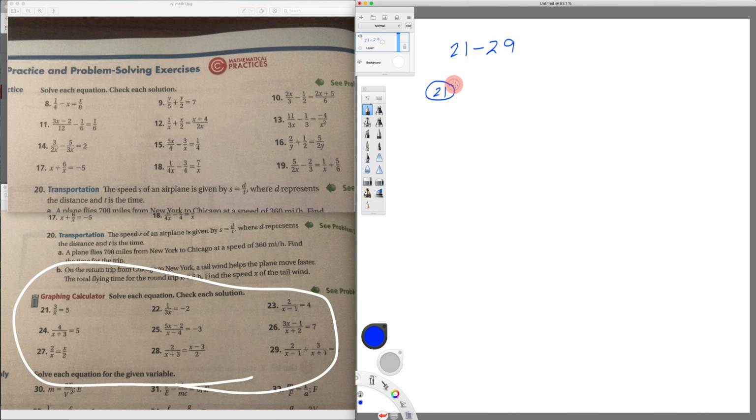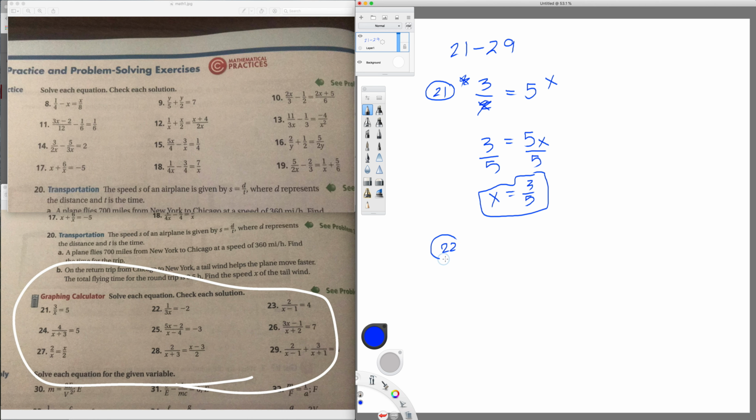So number 21, this one, nice and easy. 3 over x is equal to 5. My only denominator is an x, so I'm just going to multiply each term by an x. And when I do that, I get 3 is equal to 5x. And so then I divide by 5, and I get that x is 3/5. If only they were all that straightforward.